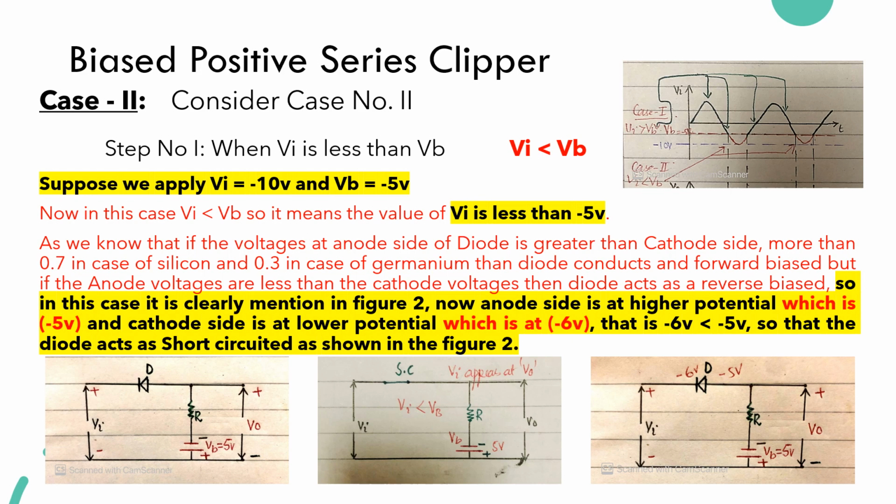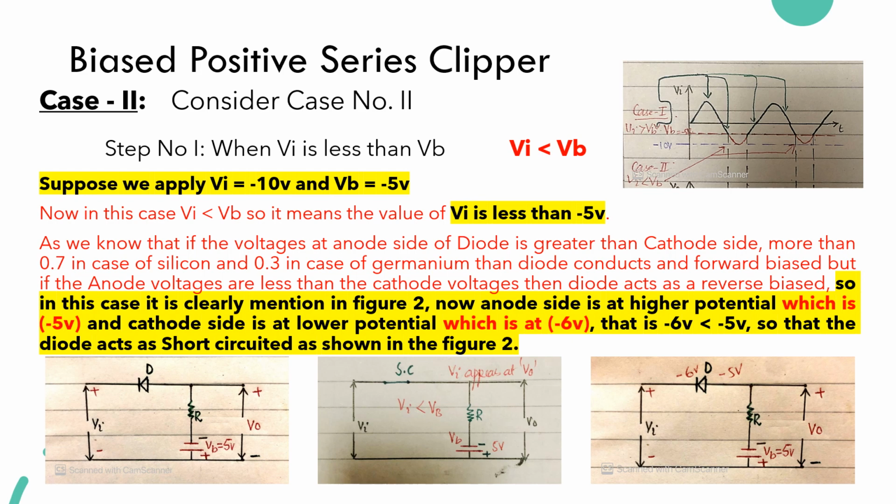As we know, if the voltage at the anode side of the diode is greater than the cathode side by more than 0.7 volts in case of silicon and 0.3 volts in case of germanium, then the diode conducts and is forward biased. But if the anode voltage is less than the cathode voltage, then the diode acts as reverse biased. So in this case, it is clearly mentioned in figure number 2.